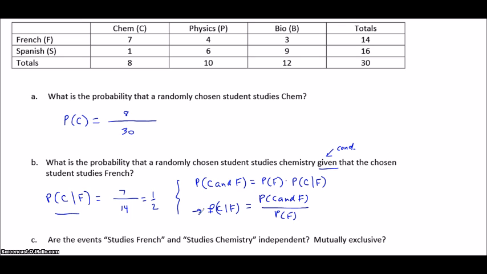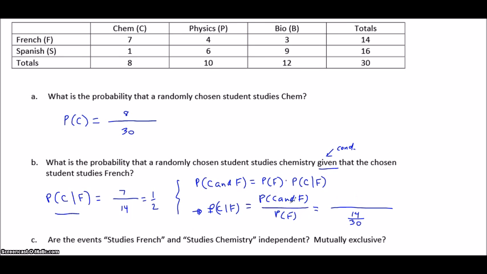This will be an expression we'll end up using a fair amount. But then we can go ahead and just use the probabilities that we need from up here. So the probability of French is actually going to be, again, looking at the entire student population. That's going to be 14 out of 30 studying French.